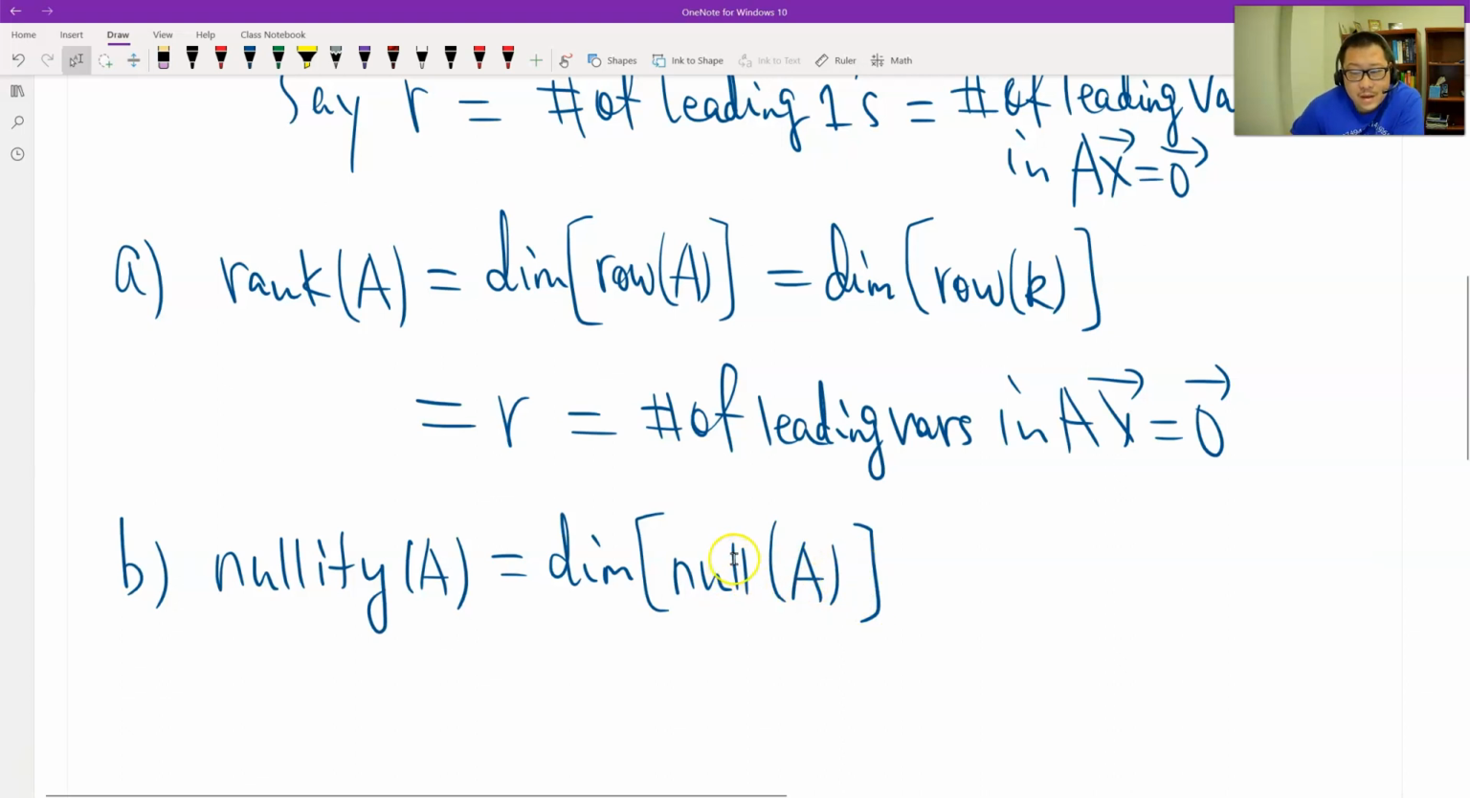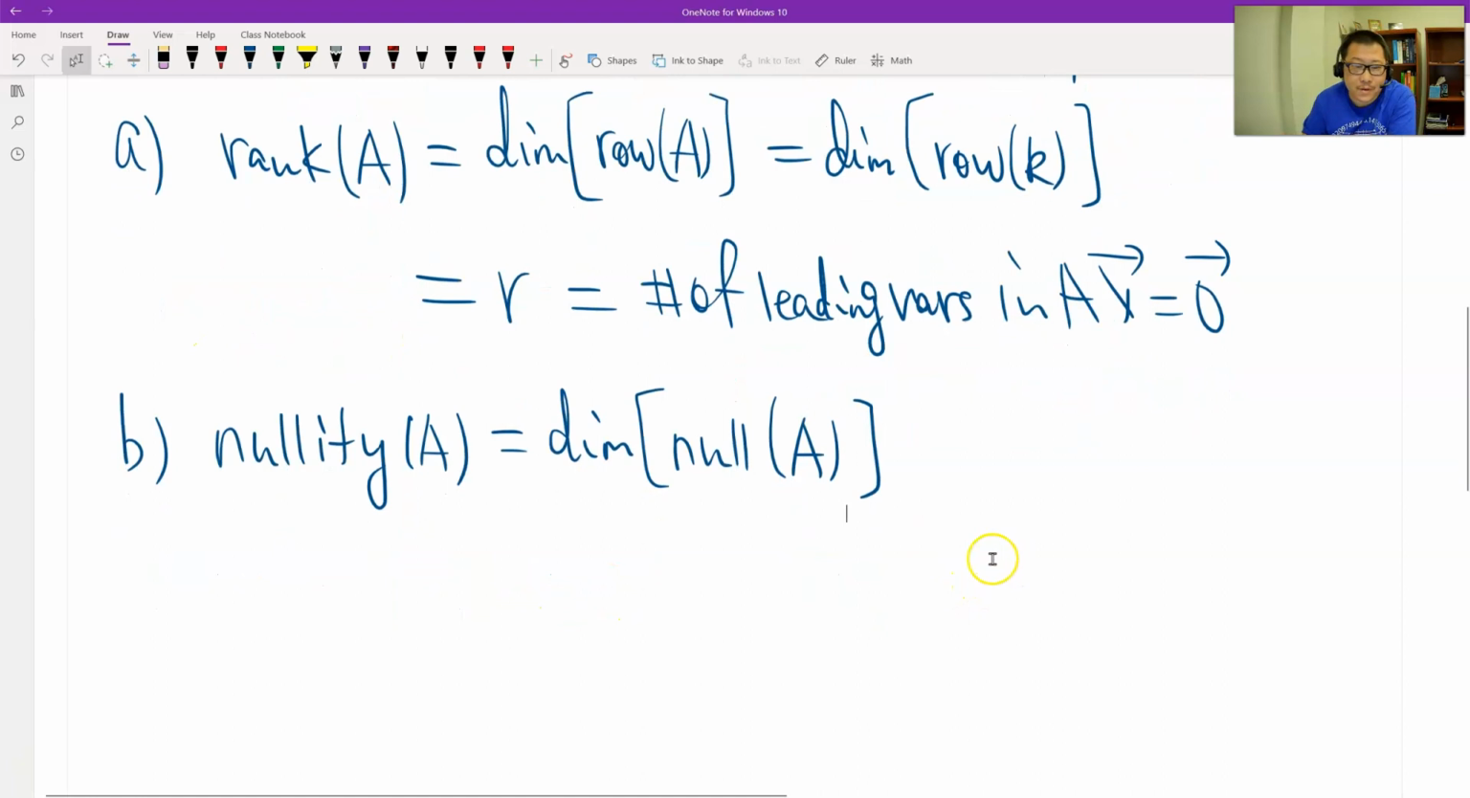Or another way, we have a result: the nullity equals the number of columns of A minus the rank of A, right? We did this before. So n is the number of columns of matrix A, and then minus the rank of A. The rank of A is r. So therefore, the number of columns minus the rank is the dimension of the null space.